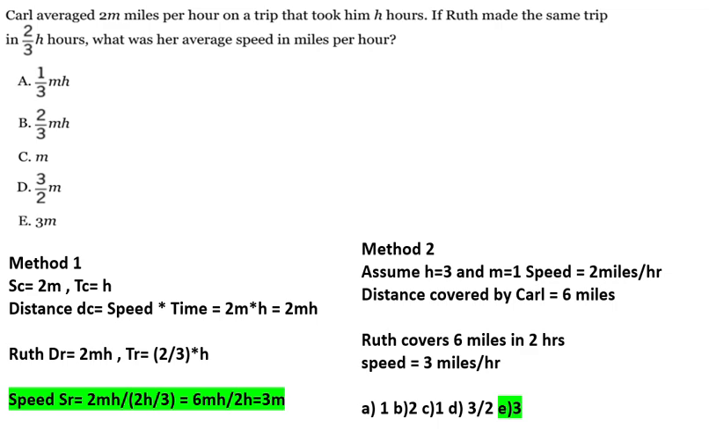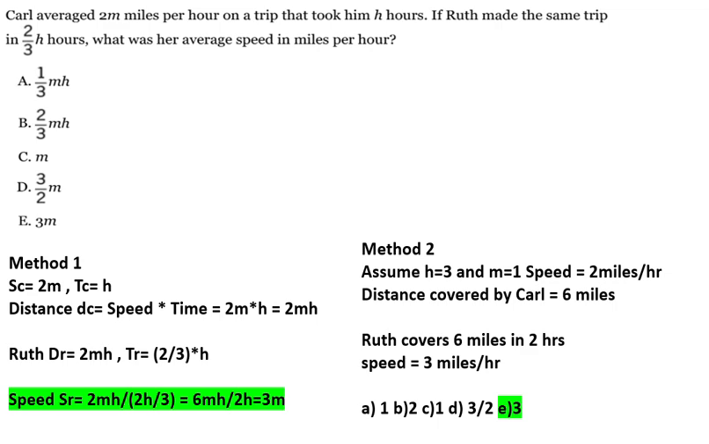Now Ruth took the same trip, which means he covered the same distance of 2mh, but he covered it in 2/3 h hours. So now we know the distance and the time. So speed is distance by time. So you divide 2mh by 2/3 into h. So ideally you get the answer to be 3m, which is option E. So this is one way of solving it.